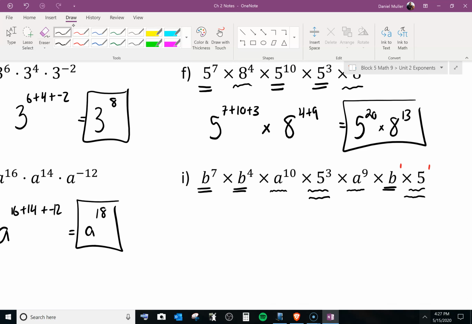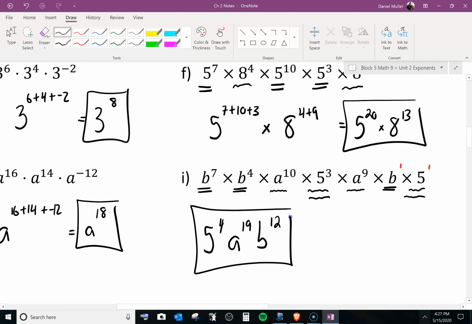So I'm going to do the 5s first. 3 plus 1 is going to be 4. And then we're going to have the a's. 10 plus 9 is going to be 19. And then we have the b's. 7 plus 4 is 11. Plus another 1 is 12. And so that is our final answer. If you want, you can put the times symbol in between, but it's not necessary.